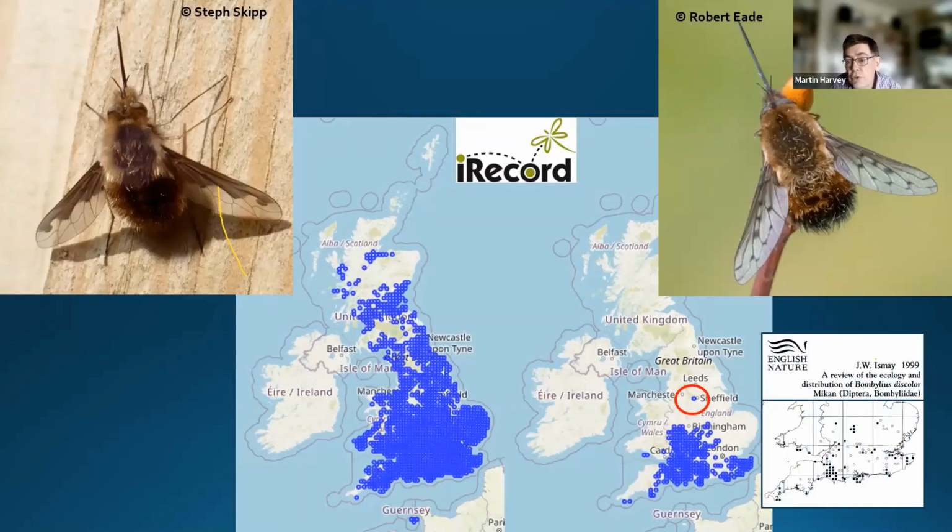And there is the distribution map that was compiled in 1999. And as you can see, it's expanded its range enormously since then. And that's not just extra recording, it is a genuine expansion of the dotted bee fly's range. It used to be found in East Anglia, so it hasn't got back there yet. But if it keeps going, it may well be able to recolonize that area as well.